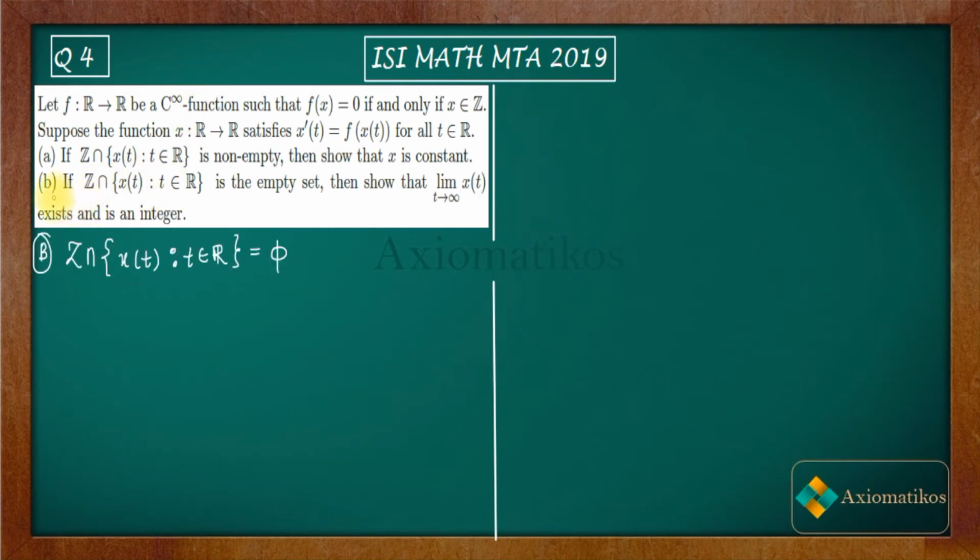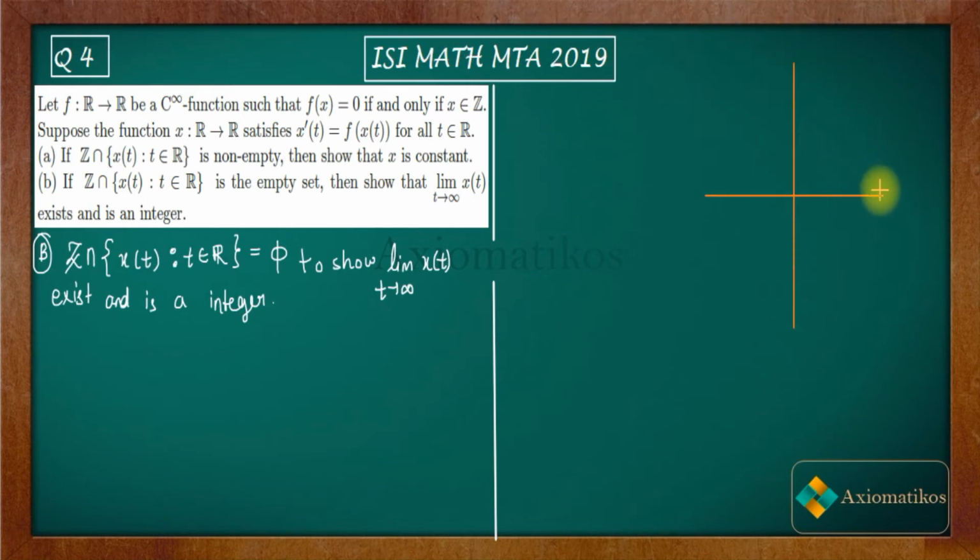Now in your part B, it's given to us that the intersection of Z with the range set of this function x is empty. Then we have to show that the limit as t goes to infinity of x(t) exists and is an integer. So this is what we have to show. Firstly try to understand the importance of this thing, that in the range set of x(t) you are not getting an integer. Try to understand this with a graph, then we can directly write it down.